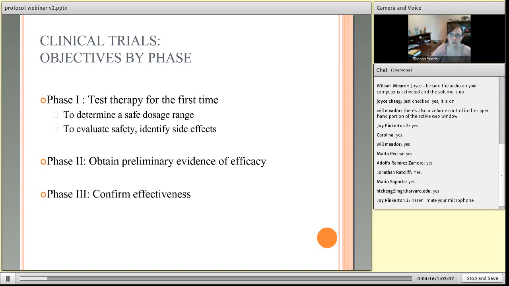And finally, once you have established a safe dose, once you've tested it in a slightly larger population of patients so that you have a sense of the side effect profile, so that you have that efficacy signal, you want to do a large-scale clinical trial in order to confirm the effectiveness in your treatment population. And most folks would consider that to be phase 3.